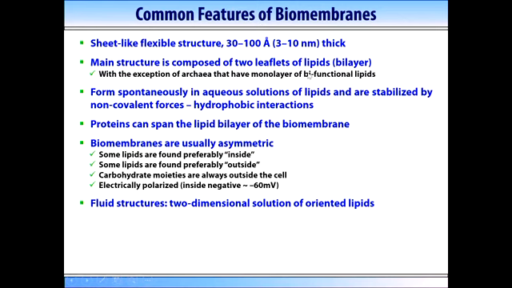The main structure is usually composed of two leaflets of lipids. That is why it's called a bilayer. I will show you in the next few slides that for the membrane, there is not necessarily a need to be two leaflets. But biological membranes always have two leaflets.